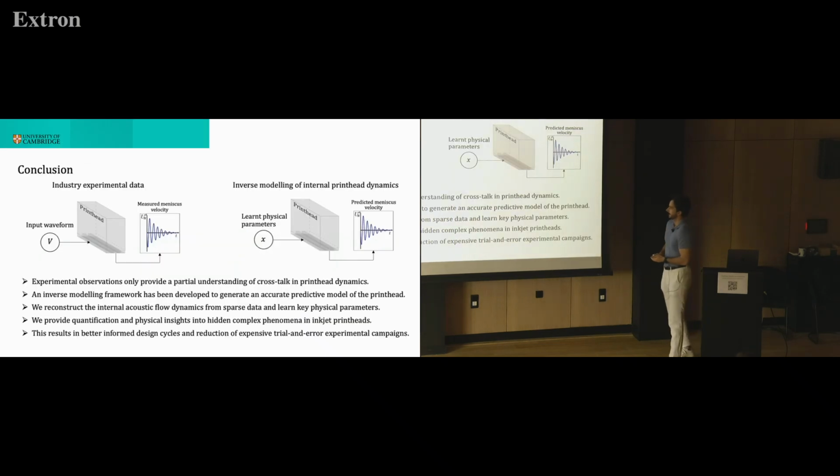Essentially, the conclusion is that I have developed this inverse modeling framework applied to inkjet printing that gives us important insights into crosstalk mechanisms that are partially understood. We can reconstruct the internal dynamics, understand these physical mechanisms, and also quantify them. The most important thing is that using this information, we can reduce by an order of magnitude the number of trial and error experimental campaigns.